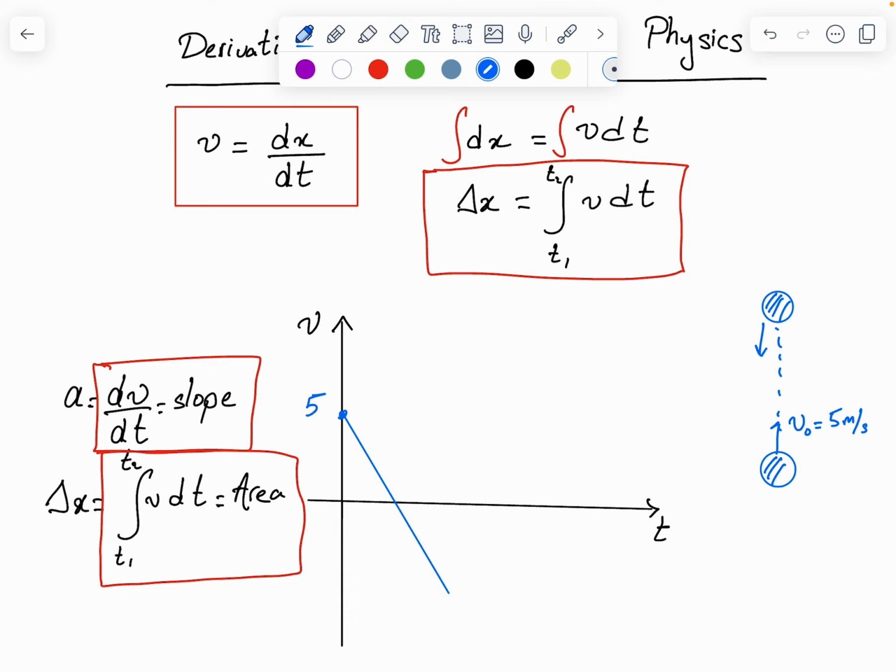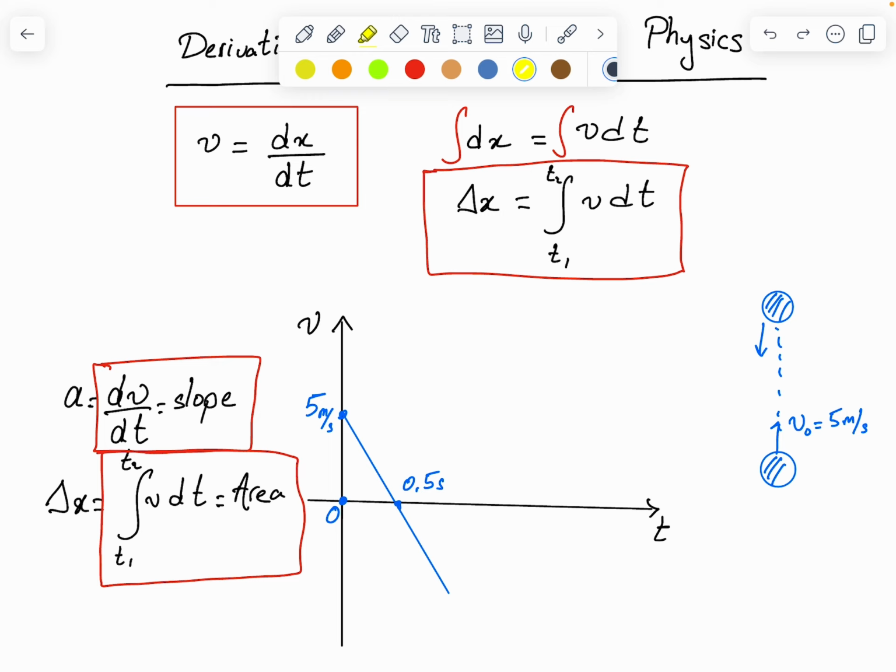As the object goes up, its speed decreases. After 0.5 seconds, it will reach the maximum height where the velocity is gonna be 0. After 0.5, the velocity is gonna increase in magnitude, but in the negative direction because the object will be falling down.